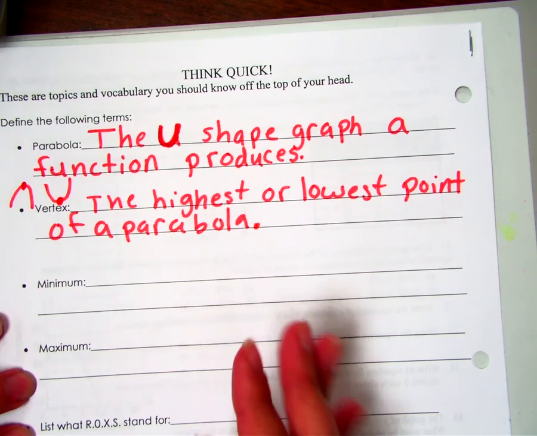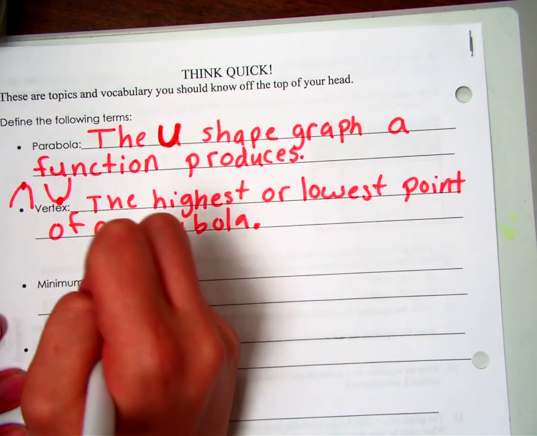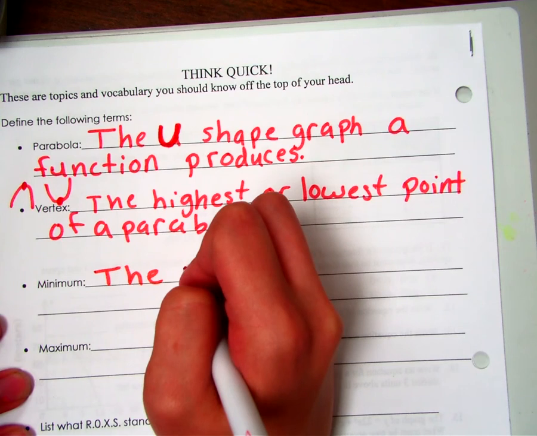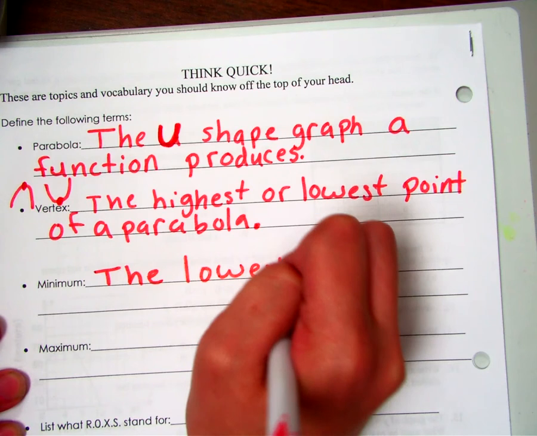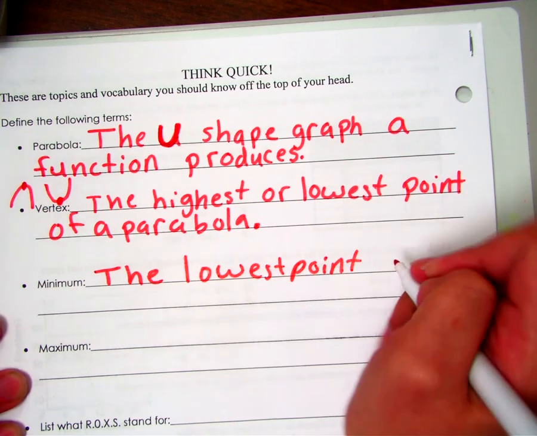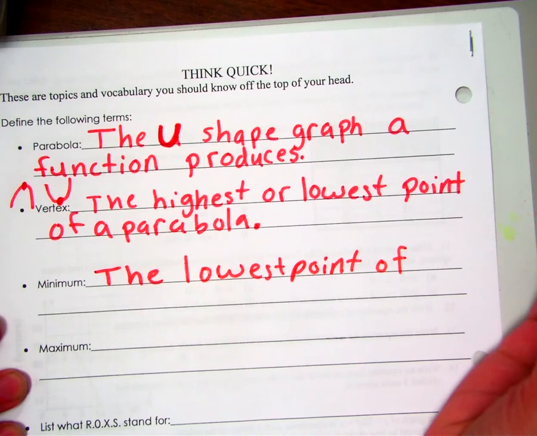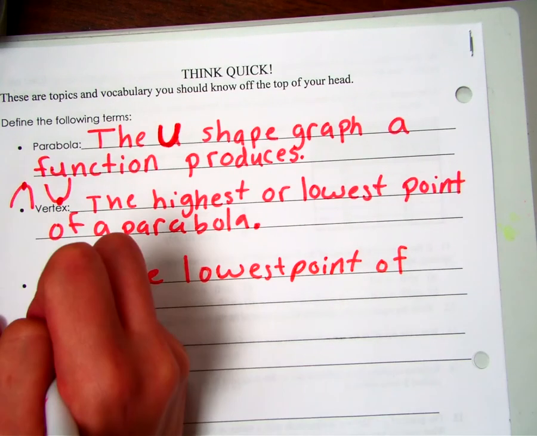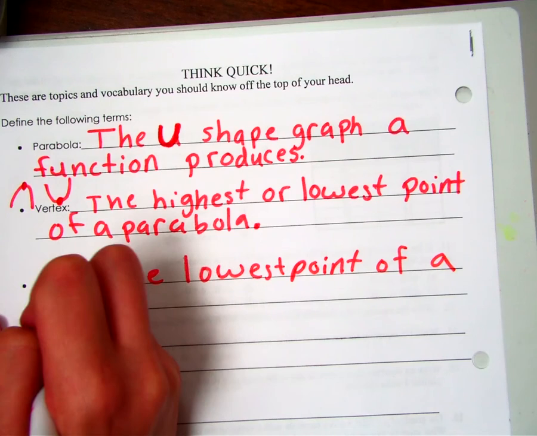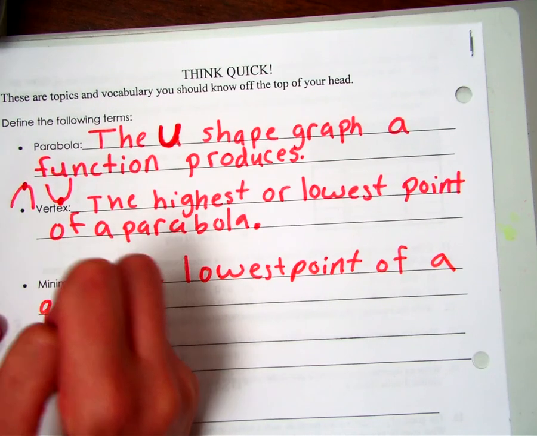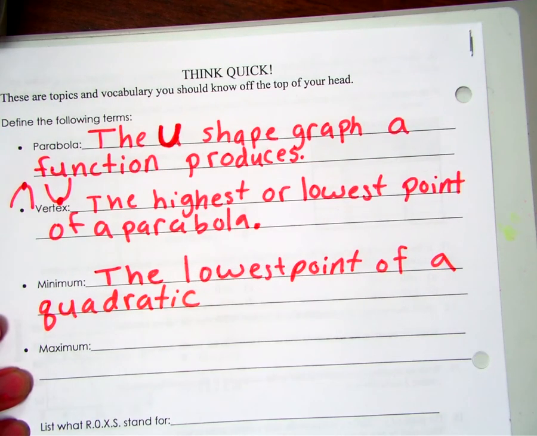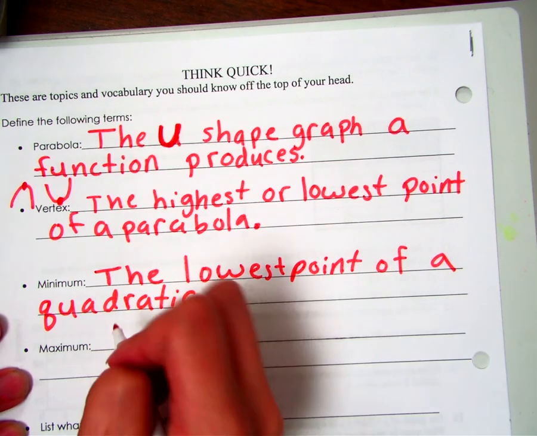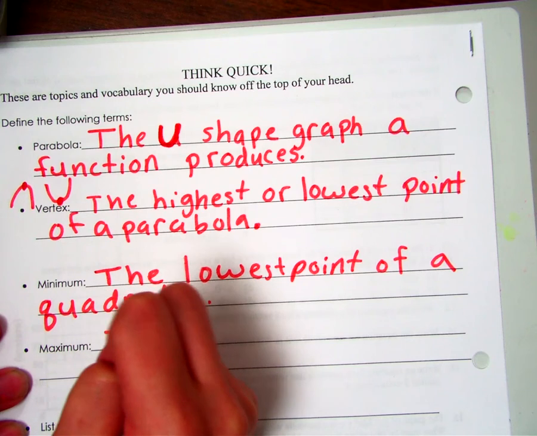Now, the lowest point of the quadratic is the minimum. It's the lowest value of your quadratic, the lowest point of a quadratic or a parabola. Sometimes we use the word quadratic and parabola interchangeably. Now, if the minimum means it's the lowest point of your parabola, then the maximum has to mean it's the highest point of your parabola or quadratic.